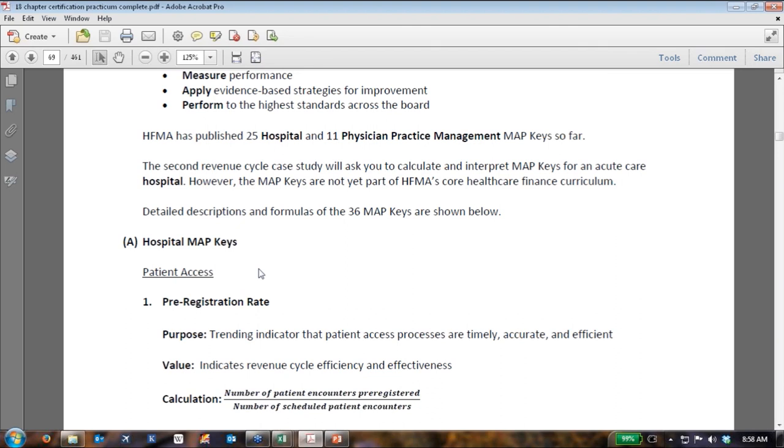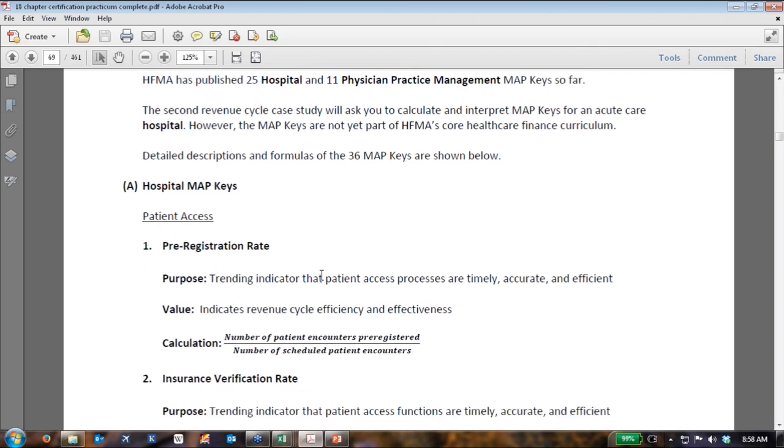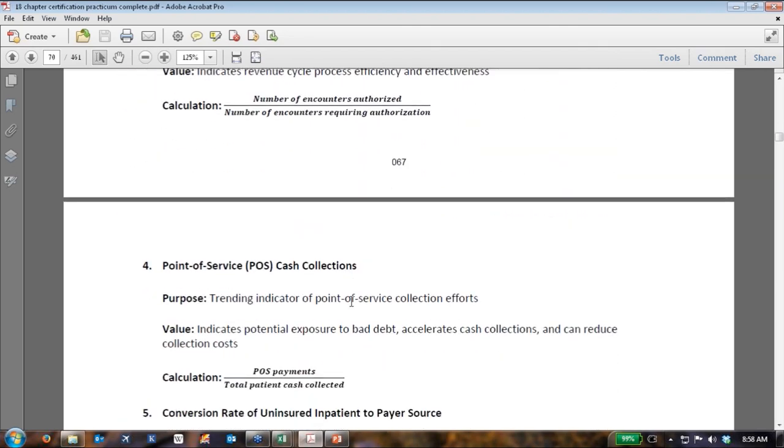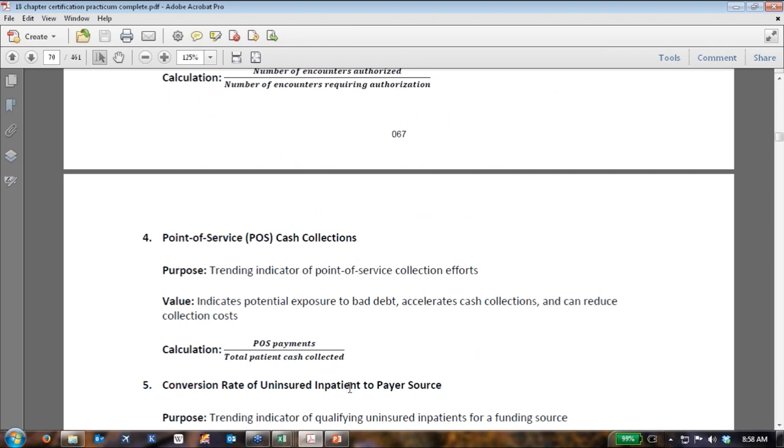You don't have to subscribe to this software or anything. You can do this in your own shop. And again, they're in here just to show you what ways there are to measure things, including point of service cash collections as a metric and as a means of setting goals in, say, the access services department.